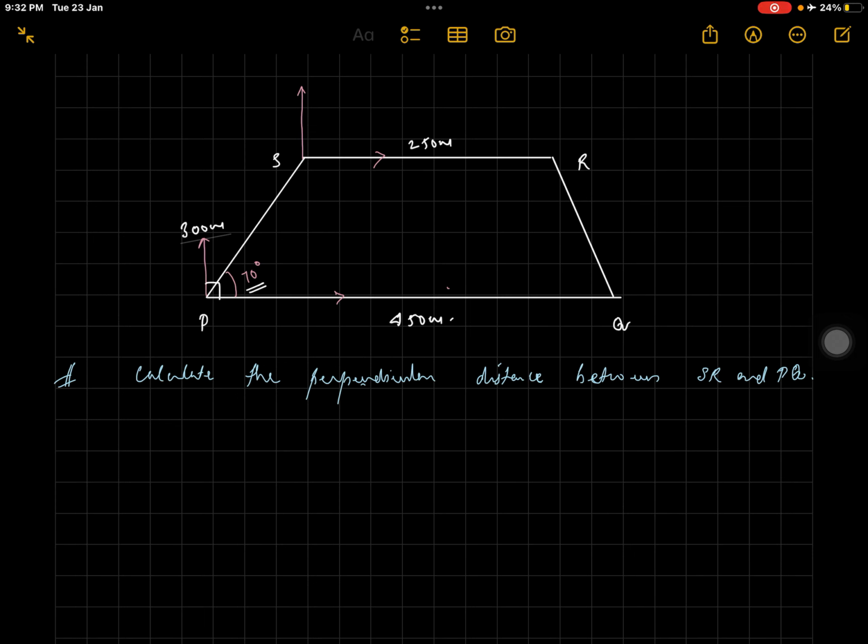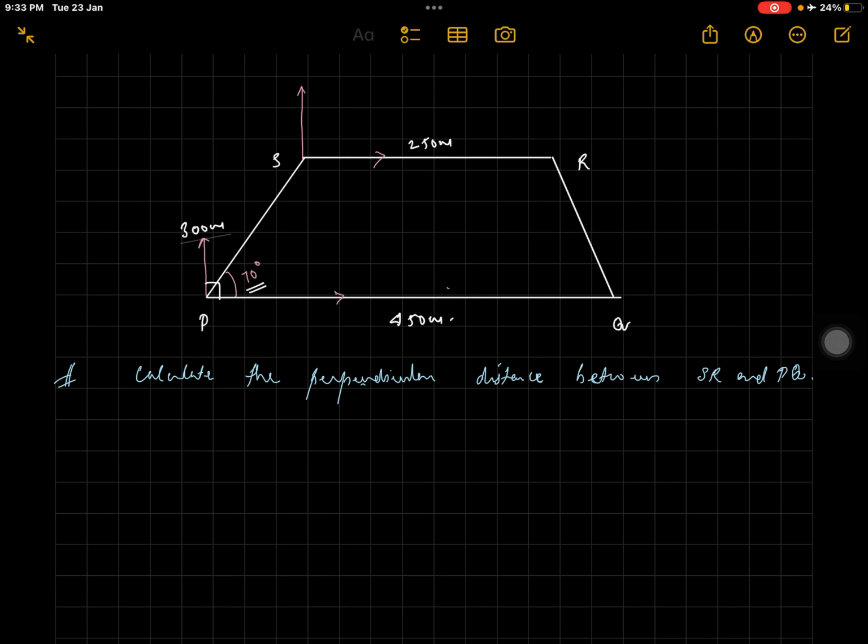In this part of the video that I'm working on, I would be calculating the perpendicular distance between SR and PQ. Just to mention, this is the second part of the video in which you try to find the area within a question based on bearing. Here we've been asked to find the distance between SR and PQ.